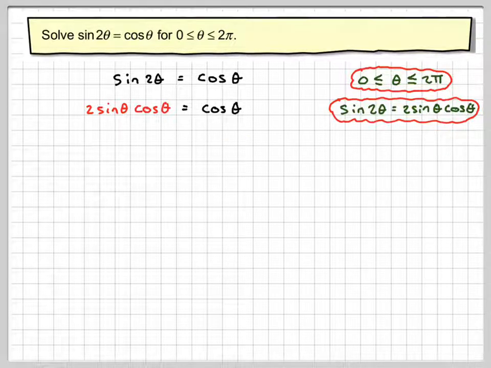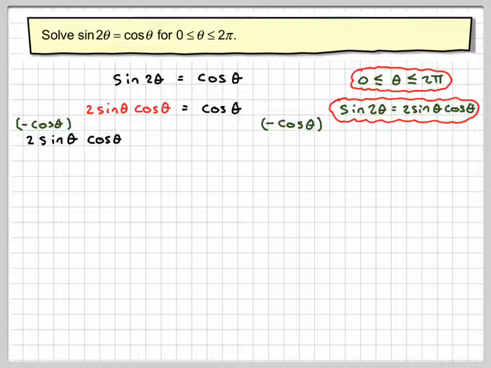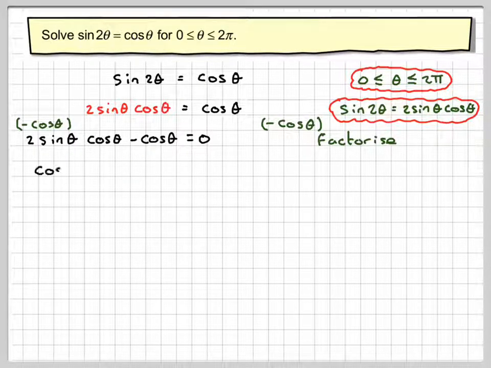General procedure for solving equations is to put the equation equal to 0. So taking cos theta from both sides, you're going to have 2 sine theta cos theta minus cos theta is equal to 0. And then the next tactic is to try to factorise. There's a common factor of cos theta, so that can come out. And we're left with cos theta times 2 sine theta minus 1 is equal to 0.